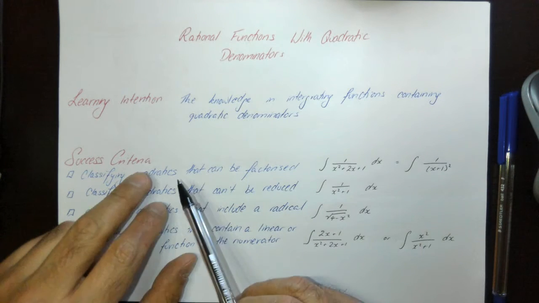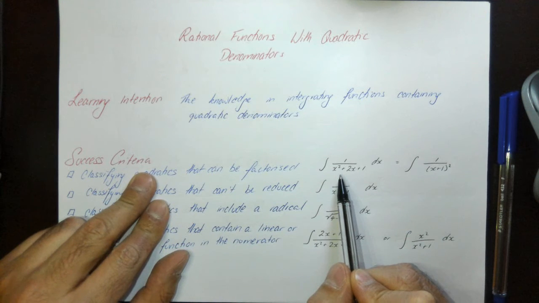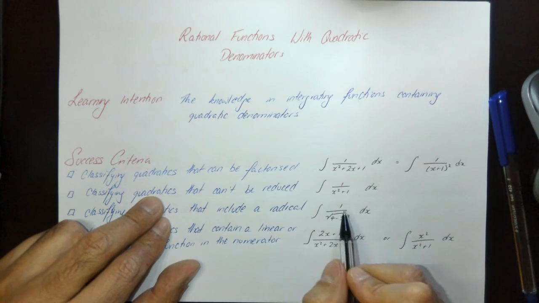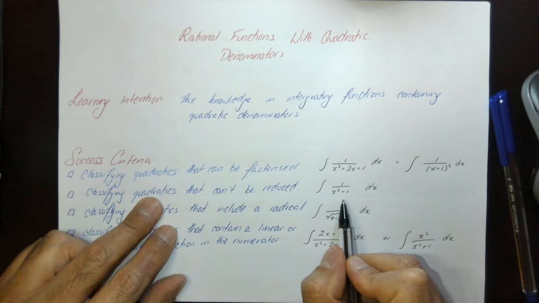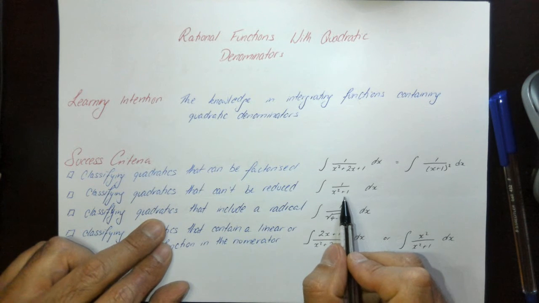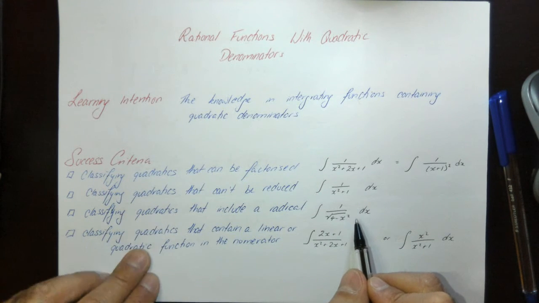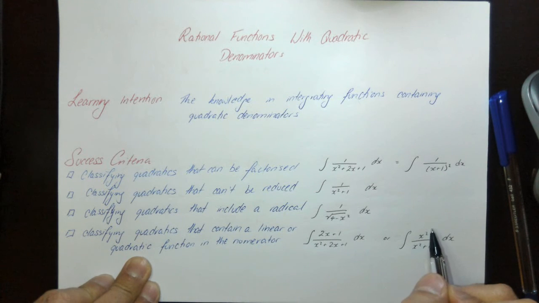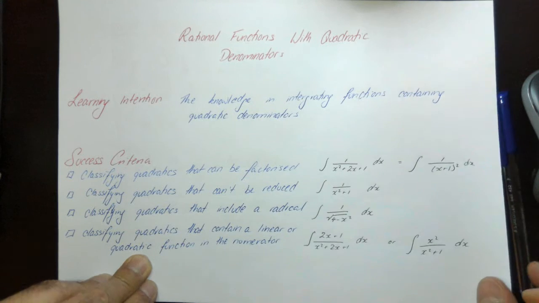So we have quadratics that can be factorized, right? We have quadratics that can't be reduced or can't be factorized any further. We have quadratics that have radicals in them. And we have quadratics that contain a linear or quadratic in the numerator and a quadratic on the denominator.